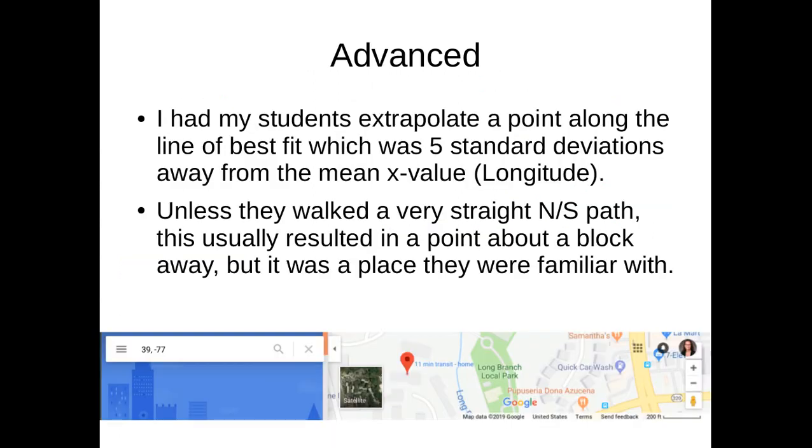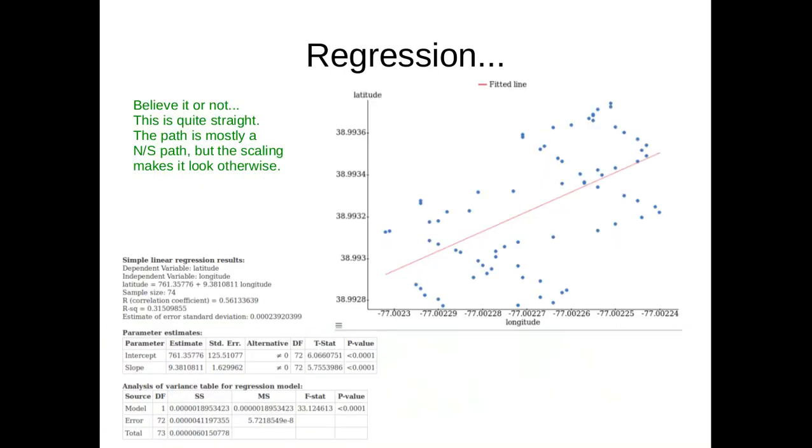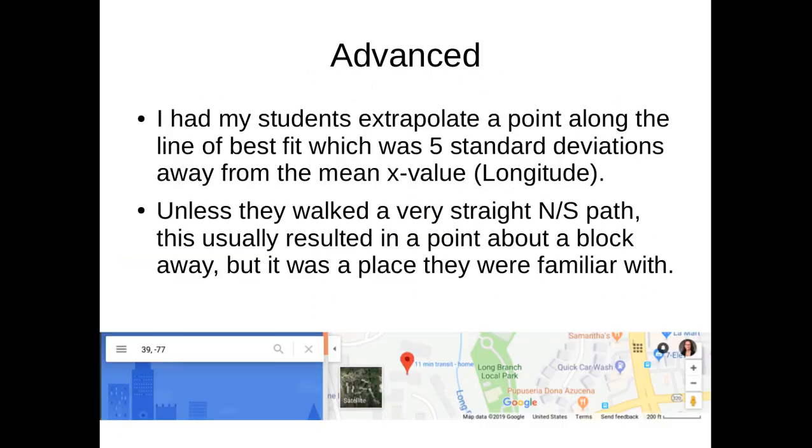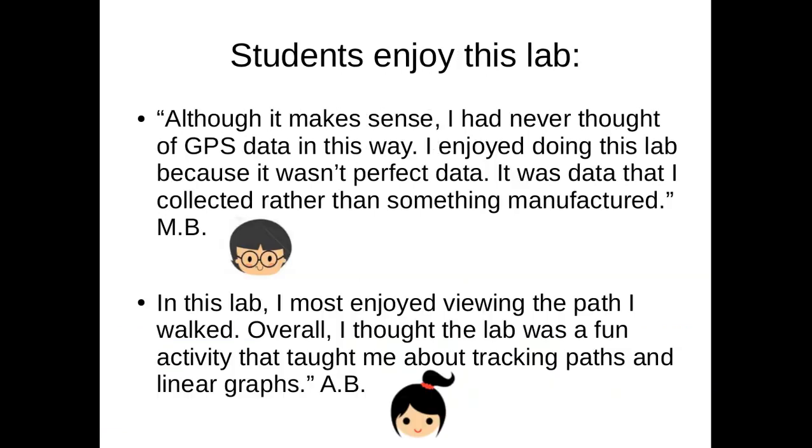The more advanced skill I did with my students is I wanted them to extrapolate from their line of best fit. I wanted them to go 5 standard deviations away from the mean in the x direction, that is, the longitude. And so then they were supposed to extrapolate a point 5 standard deviations away from that mean. Unless they walked a very, very straight north-south path, this would result in a point that's about a block away from where they walked, but it was a place they were familiar with. So I wanted to give them an intuitive feel for what it means to be 5 standard deviations away. And that worked out pretty well for most students. Some of them needed help with that step.